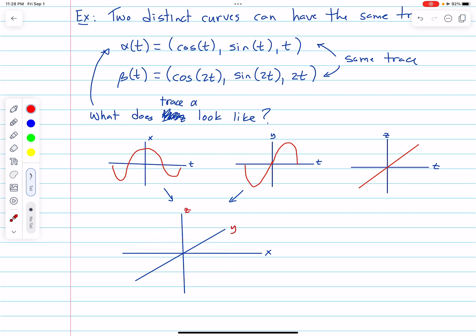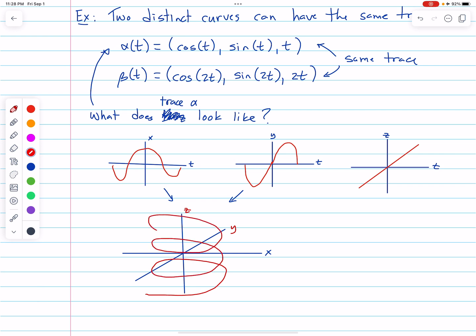In the z direction, however, we're just increasing at a linear pace. So what this is going to look like is a bunch of circles that we trace around, but our z direction keeps increasing as we trace around those circles. So we get a corkscrew type thing, or a helix, that wraps around in the counterclockwise direction as it moves up. So that's what that looks like.